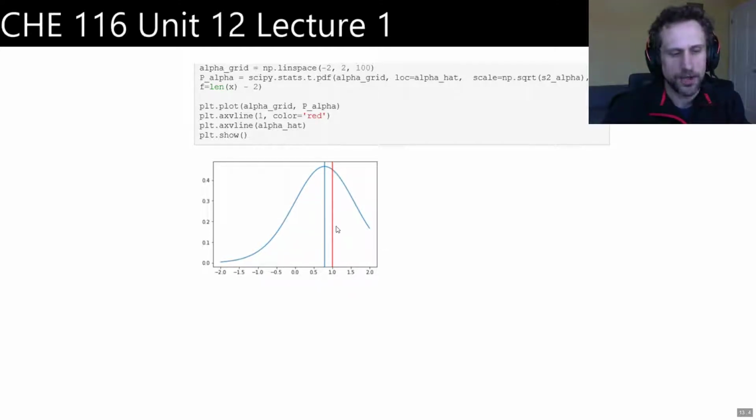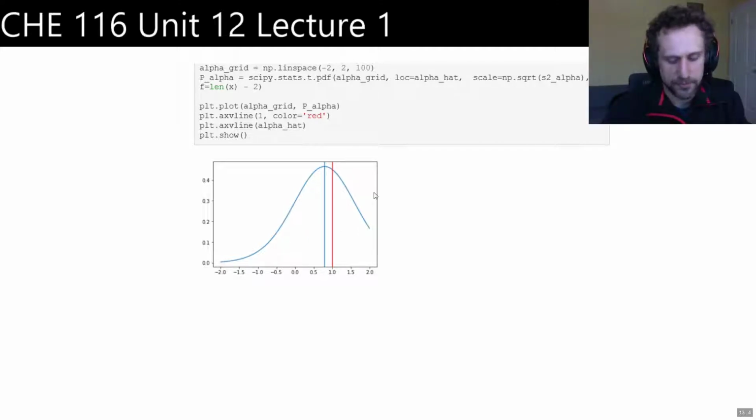Now I'm showing you in red where the true alpha is. Remember, our alpha that we computed was 0.79. And this is showing you where the true alpha was. This is the one we didn't see, right? This is the one that we were trying to estimate. And you can see that it fell pretty close to what we estimated.